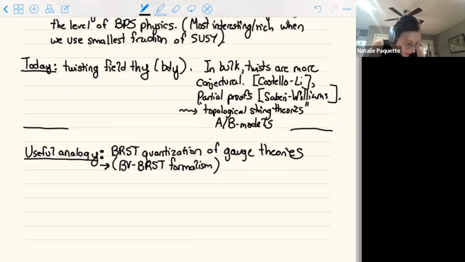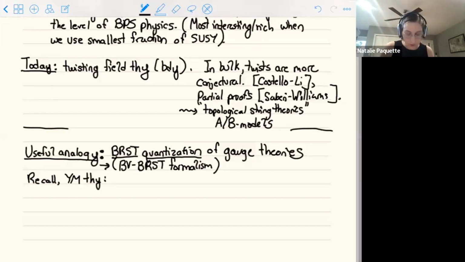But let's focus on perhaps its more familiar version, just BRST quantization of ordinary gauge theories, and see what this analogy can tell us about twisting. So let's recall what happens when we're quantizing, say, ordinary non-abelian gauge theory. Well, what do we do when we do BRST quantization of ordinary gauge theory?